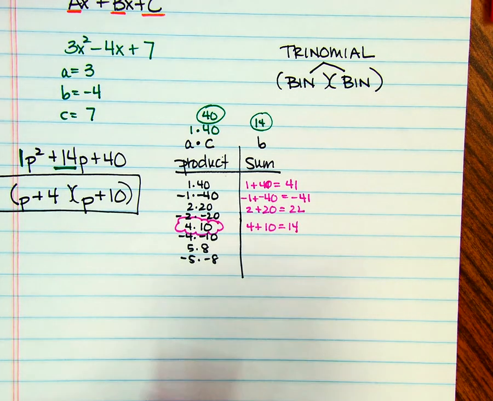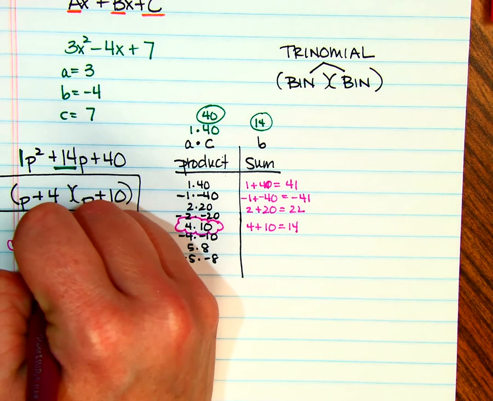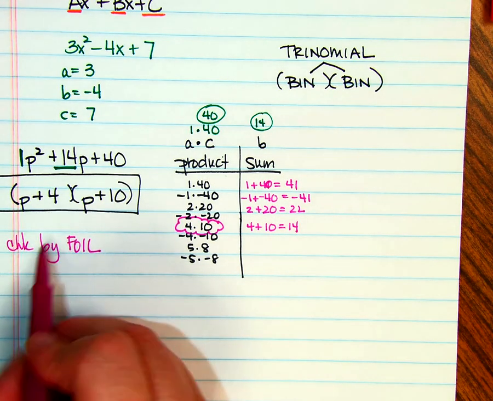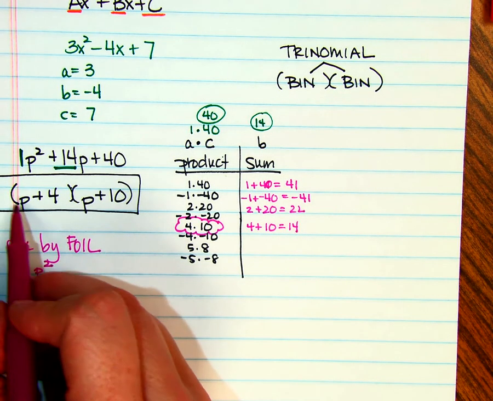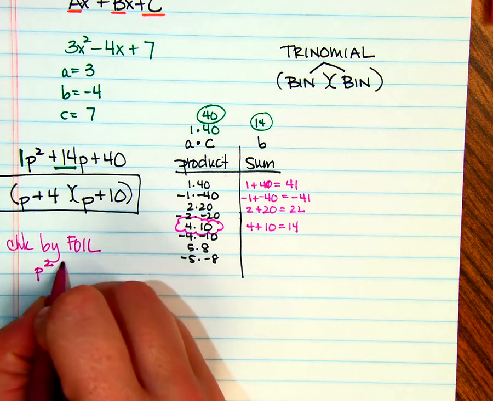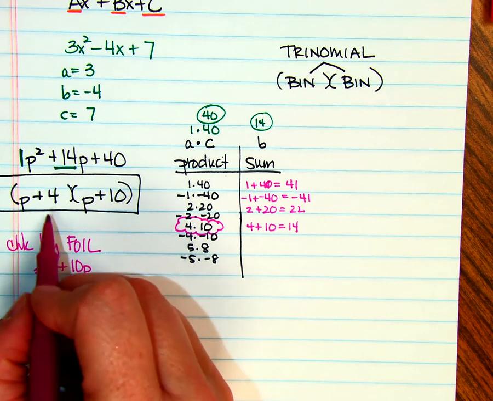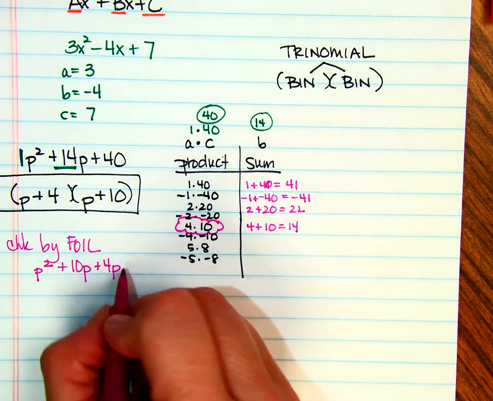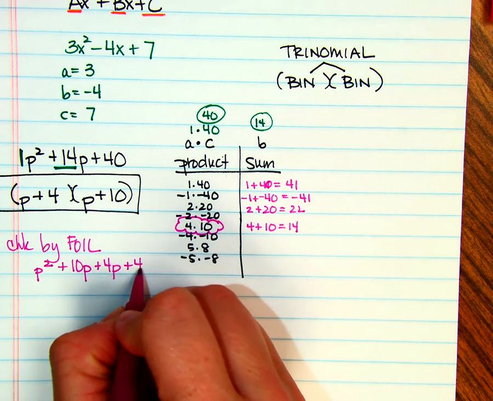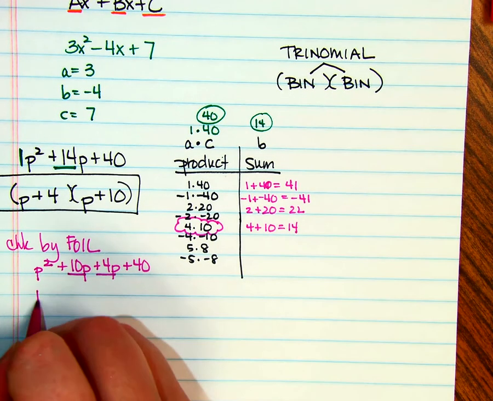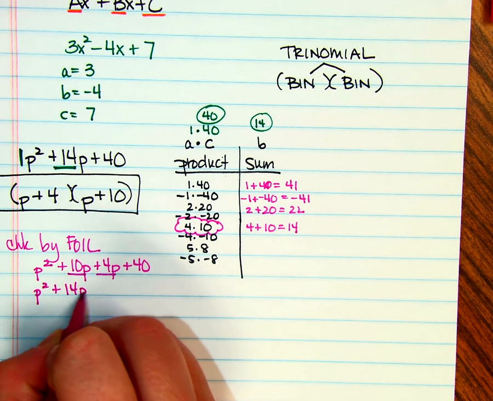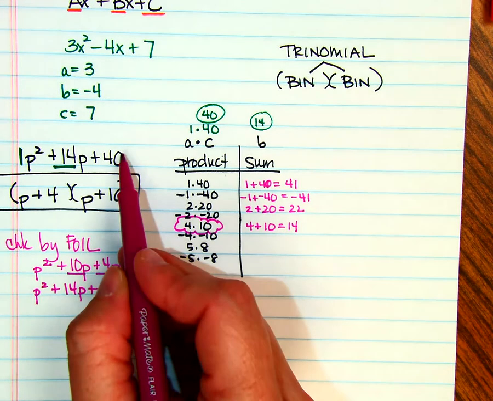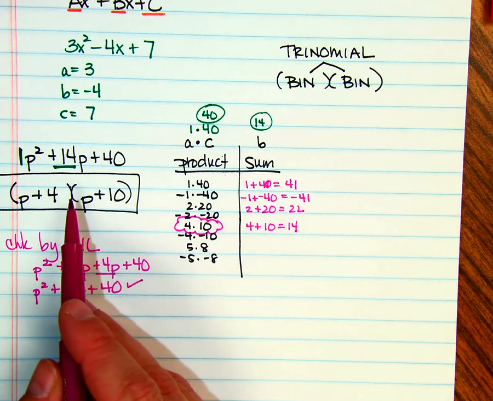I can check it by FOIL. So p times p gives me p squared. Outers, p times 10 gives me a positive 10p. Inners gives me a positive 4p. And last gives me a positive 40. Those are like terms. P squared plus 14p plus 40 is what I should have started off with. It works, it checks, so I know my answer is correct.